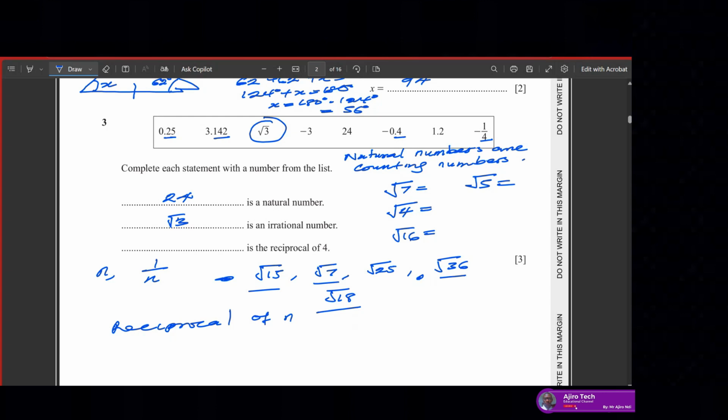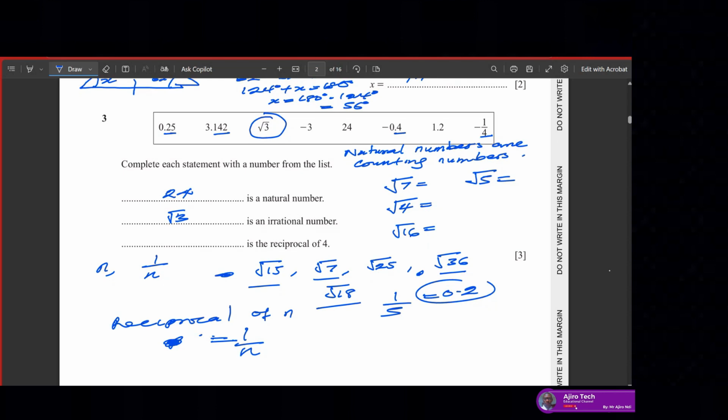So reciprocal of 5, what is it? It's giving me 0.2. Yes, 1 over 5, 0.2. You're correct. So please put this down before we continue. Reciprocal of n is equal to 1 over n.